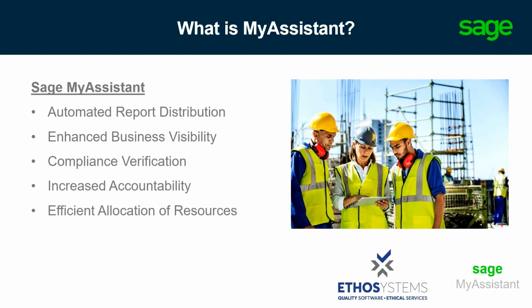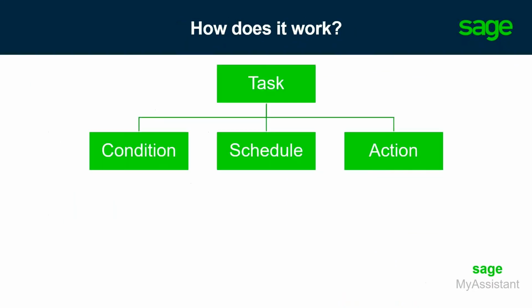Now, I mentioned that MyAssistant is a task-based solution. So how does it work? Well, we're going to break down these tasks into three main components: a condition, a schedule, and an action. So the first thing you're going to think about is what needs to be monitored. Well, I have a couple examples that I'll be going through within the slides, and then we'll show it in the software as well. But one thing that you may monitor is your vendor liability insurance. And so you're already doing the condition, schedule, and action in one regard or another.